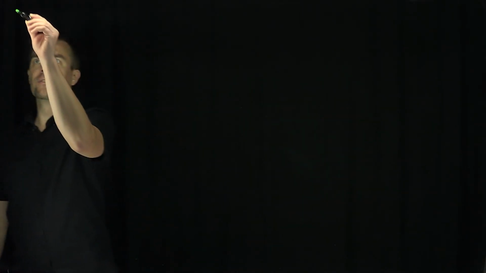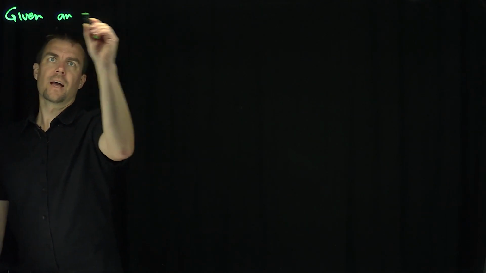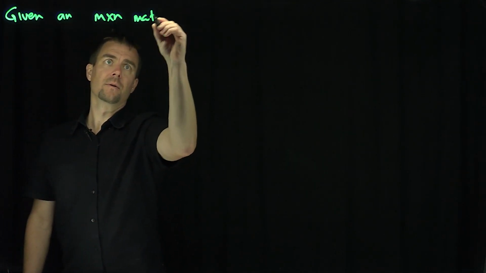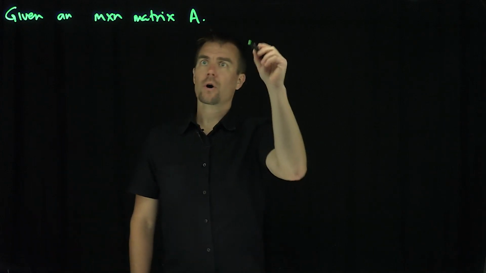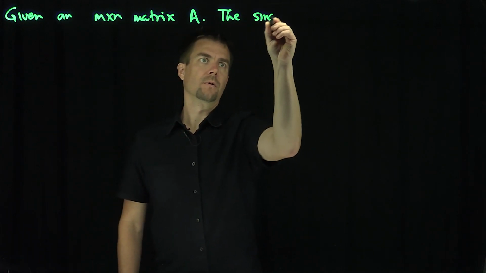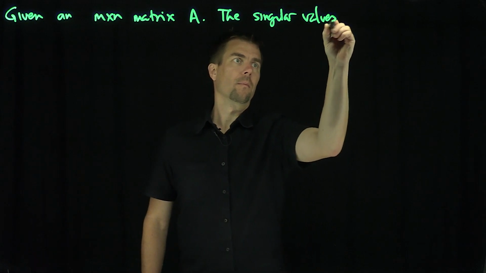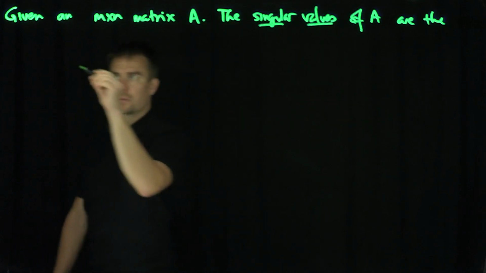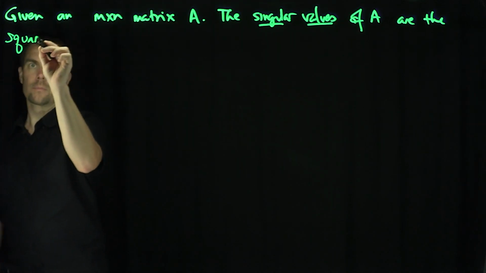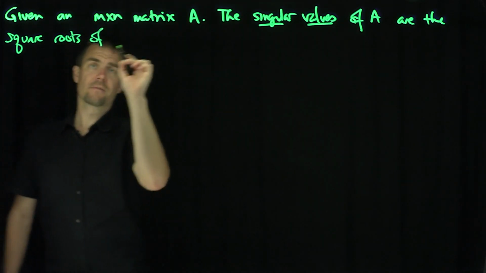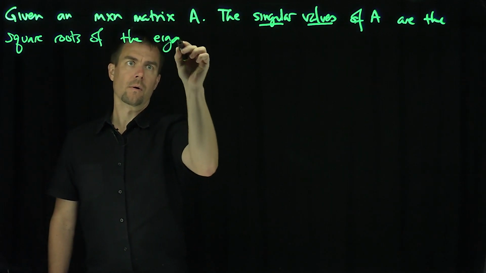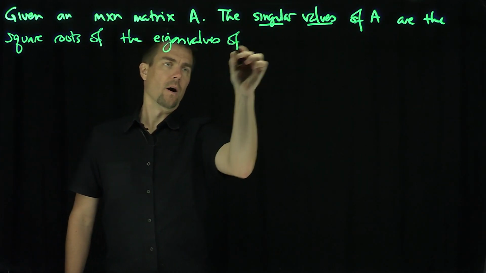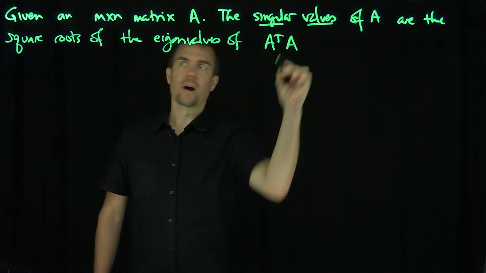Hello students, in this video we'll discuss several matrices that have the same singular values as the underlying matrix given. So let's be given an m by n matrix A, and we recall the singular values of A are the square roots of the eigenvalues of A transpose A, right?